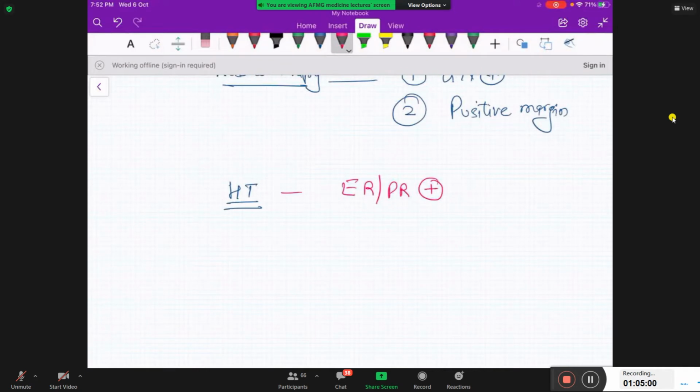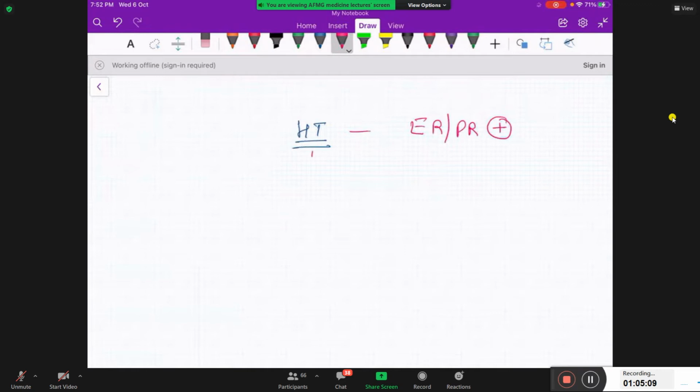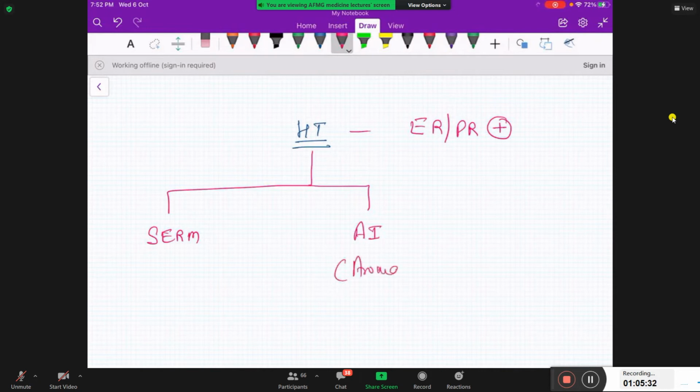Now, what are the hormone therapies we have? We should know, and what hormone therapy we are going to give when. These are the two important issues. In hormone therapy, we have the option of SERM. What is SERM? Selective estrogen receptor modulator. Very good. We have the option of aromatase inhibitor.